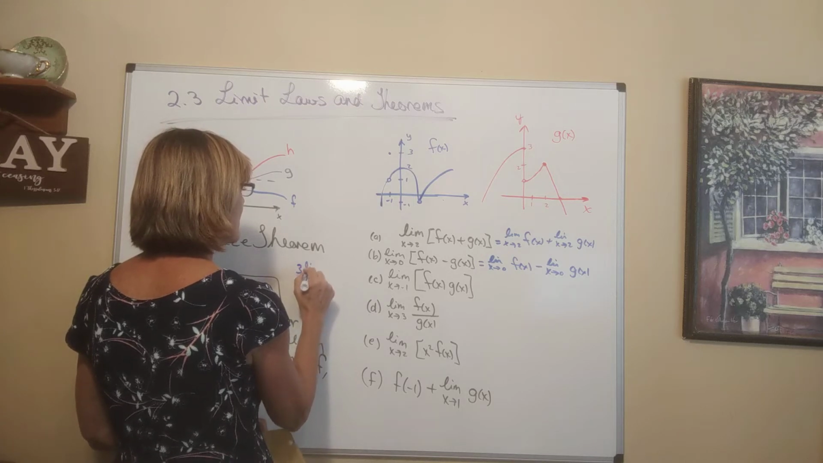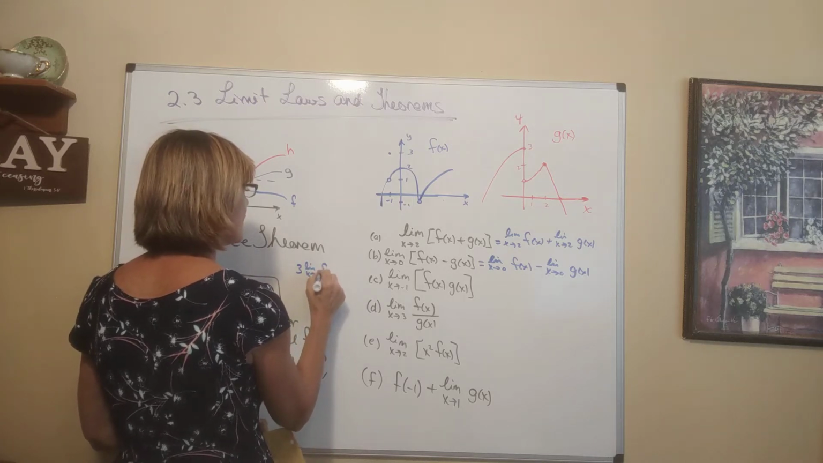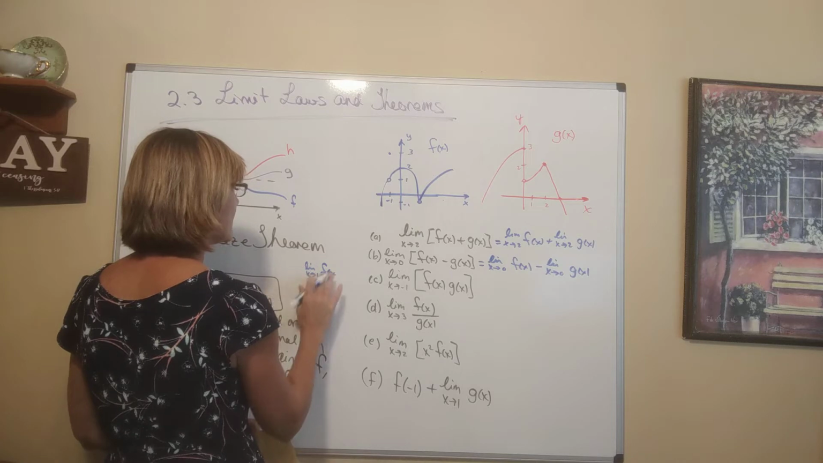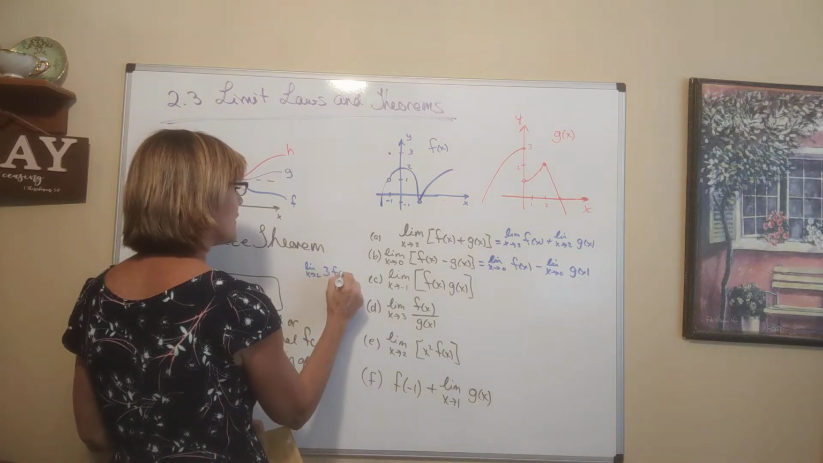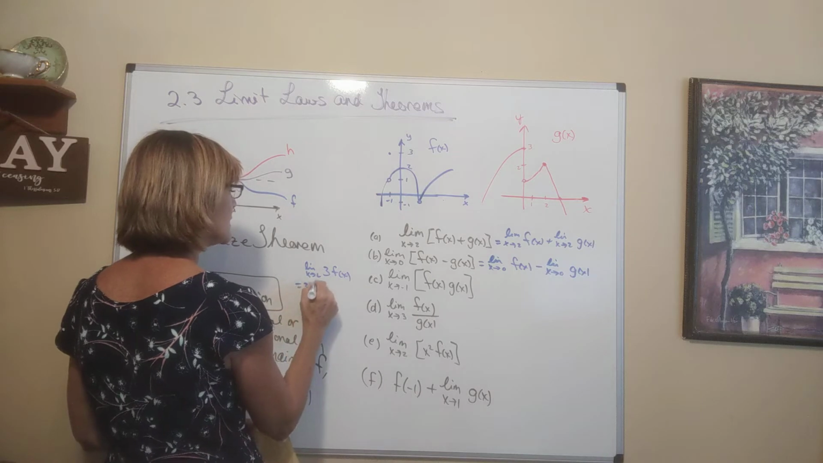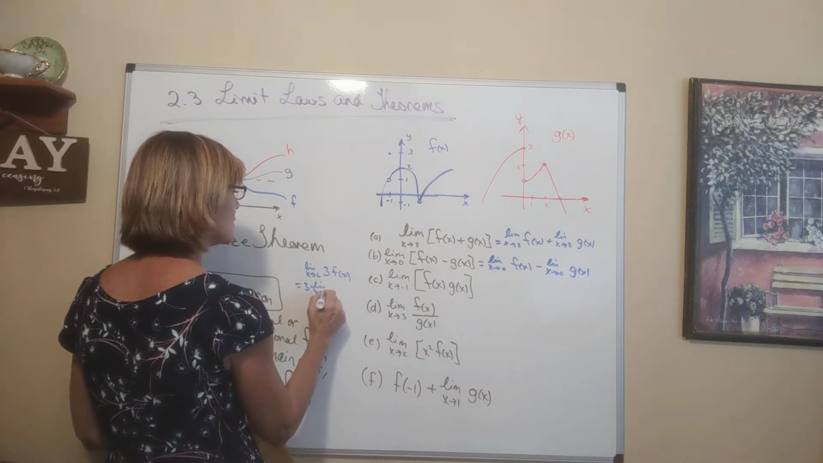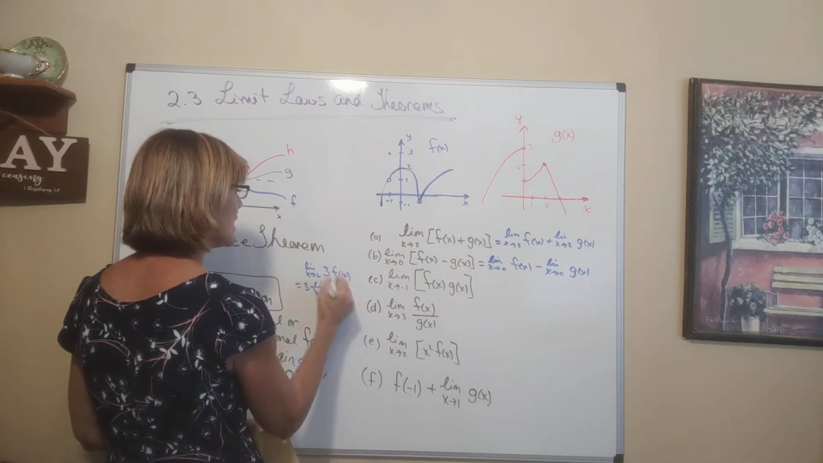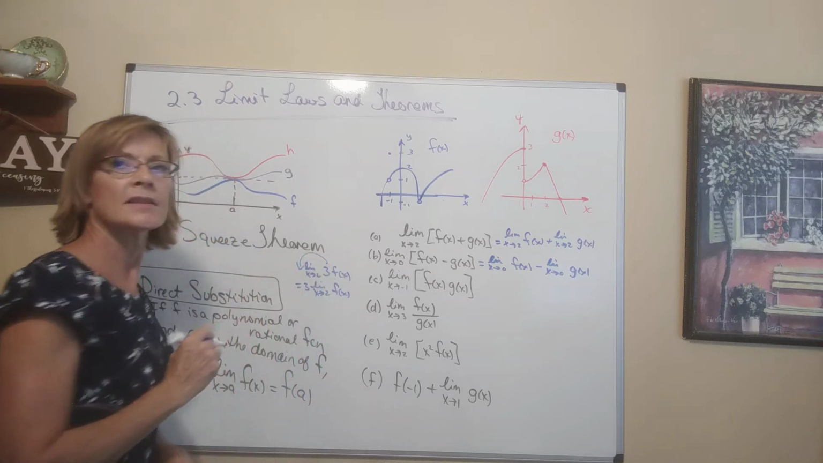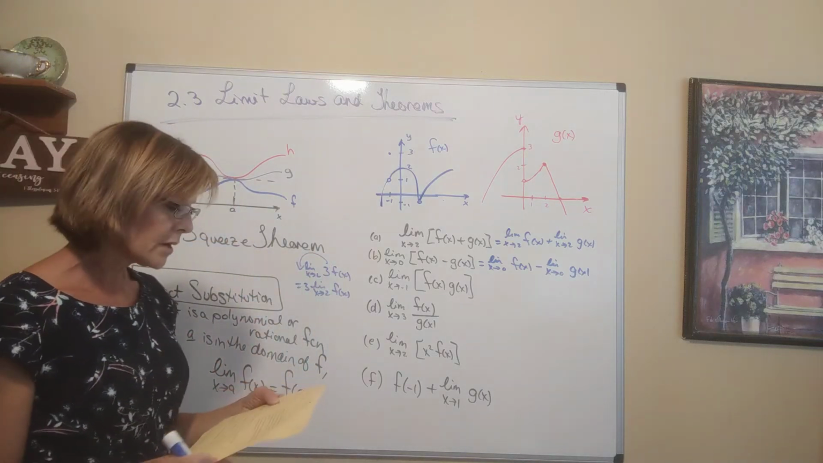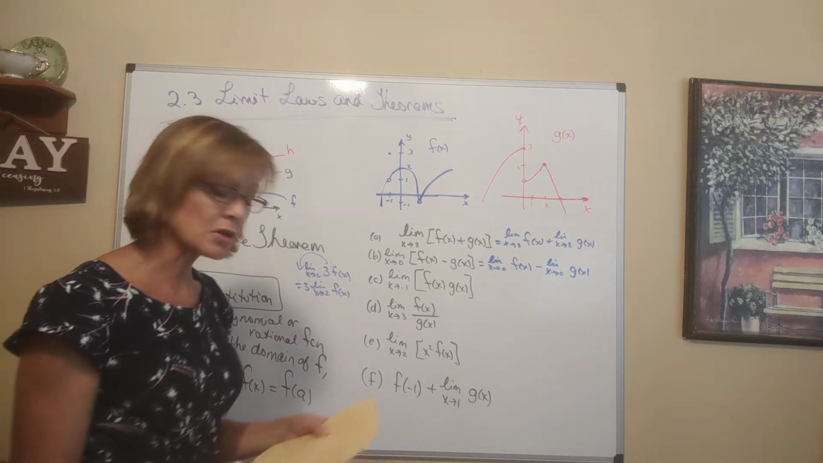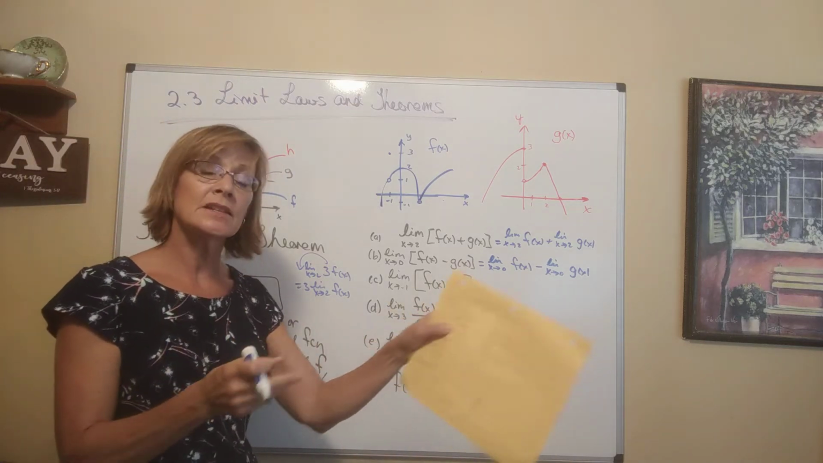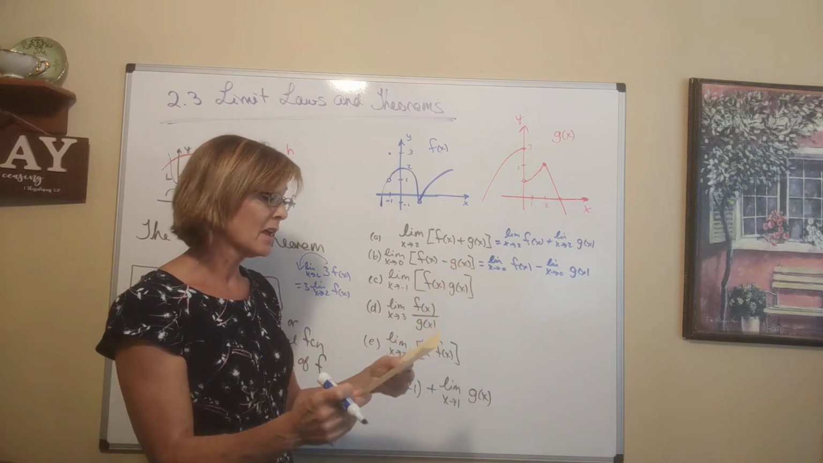So I don't have one of those, but basically that law says, if I had the limit as x goes to 2 of 3 times f of x, this is equal to 3 times the limit as x goes to 2 of f of x. So you can take this constant and move it in the front as a factor right there. That's what number 3 says. Number 4 says if you're taking the limit of two things being multiplied, you can split that into two limits being multiplied.